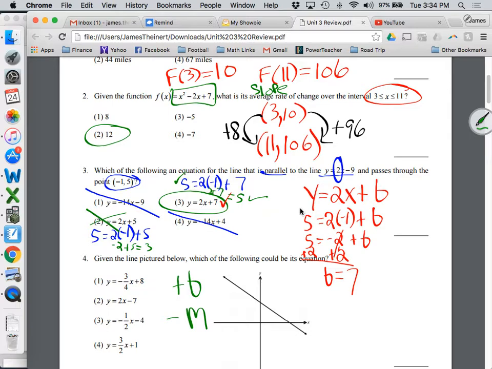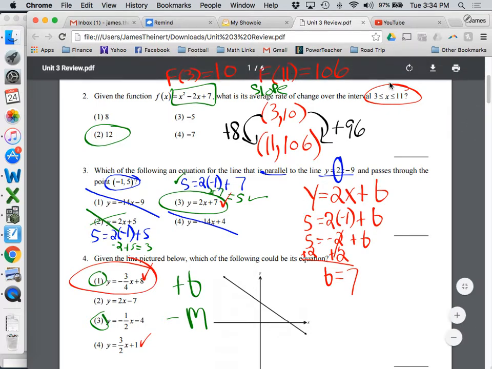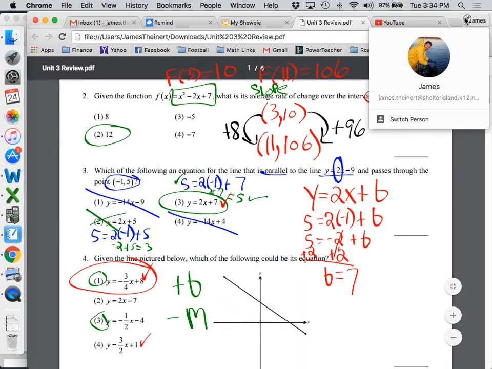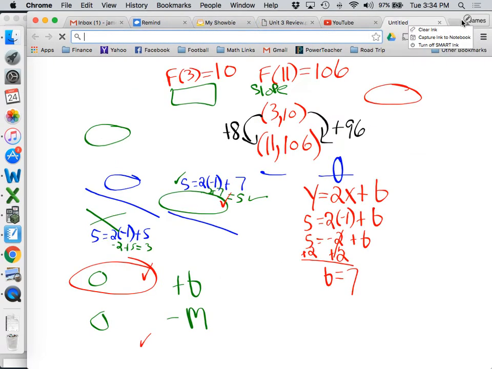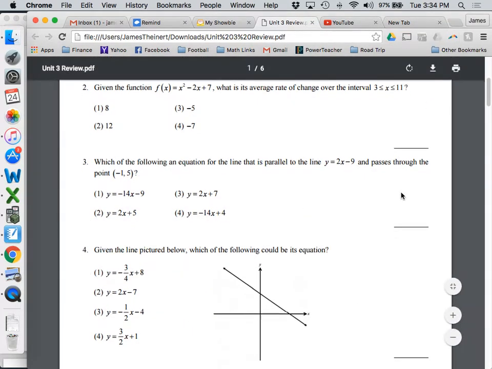Okay, so negative slopes are here and here. Positive y-intercepts are here and here. So that gets my 2 check marks. That's my answer. Moving on to, oh, there's me. Go away, me. All right.